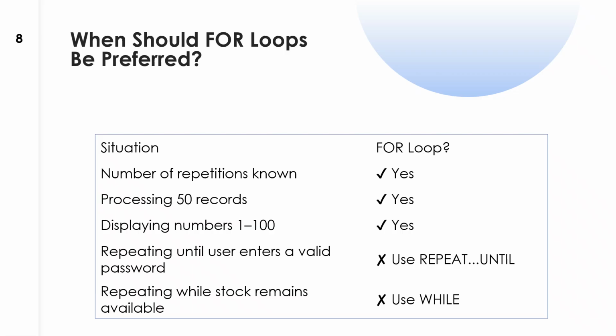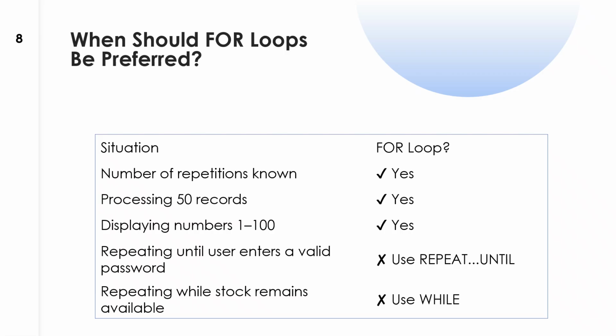When should for loops be preferred? In the situations where you know the number of repetitions, in the situations where you have to process a specific number of records, in the situations when you have to display specific numbers or a specific range of numbers. But when you don't know how many times you're going to run it, in fact, it will repeat only if a condition is stated, then this is where you don't use a for loop.